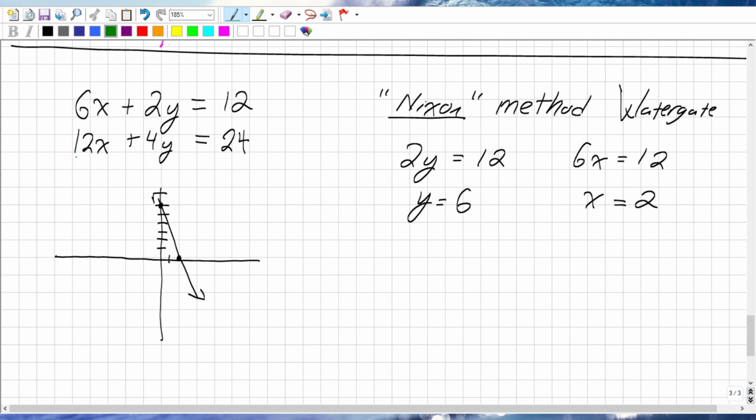Now for the second line, I do the same thing. I cover up the y, and what am I left with? 12x equals 24. So if 12x is equal to 24, divide both sides by 12, x happens to be 2. Okay. Huh. I would say that something fishy is going on here, but I won't be baited into making that pun.